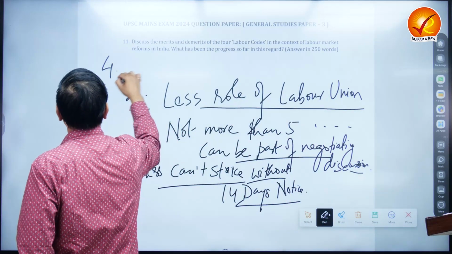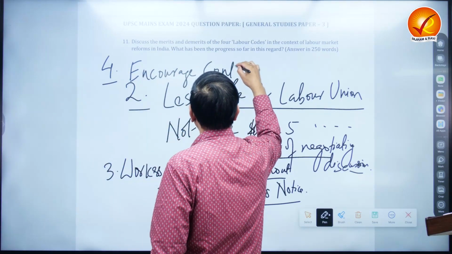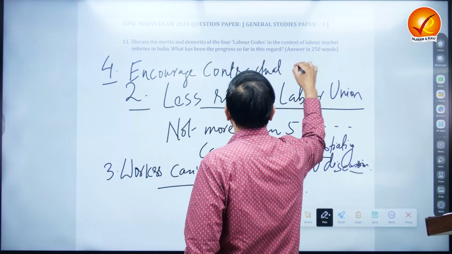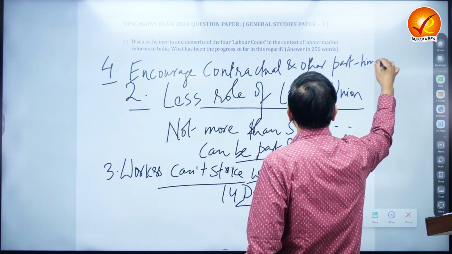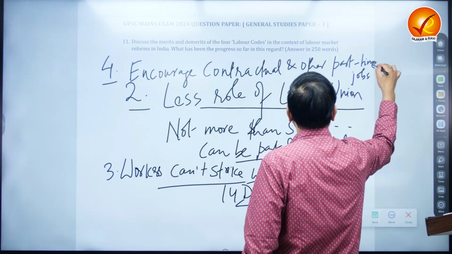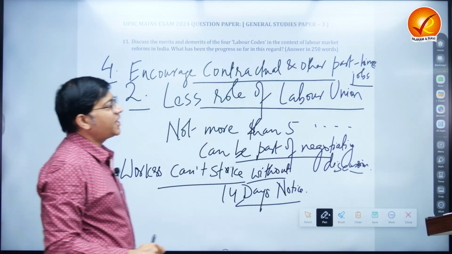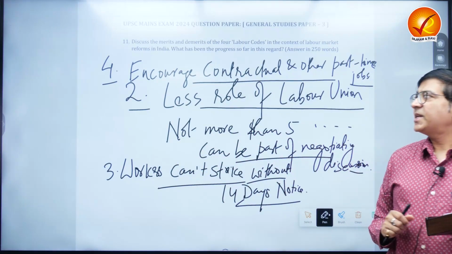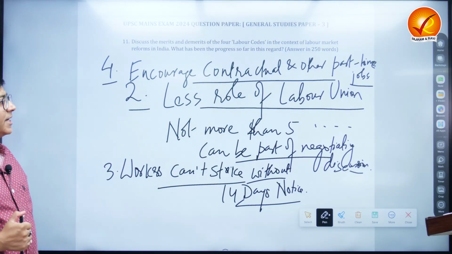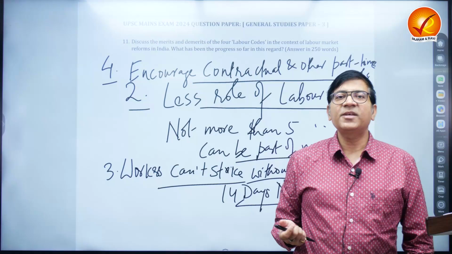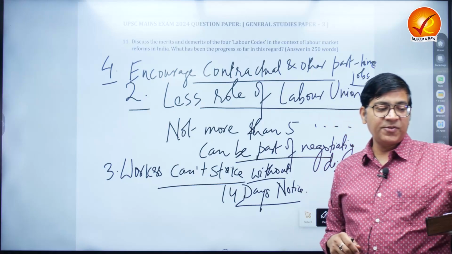Another demerit can be given as it encourages contractual labor, not just contractual, other part-time jobs. The labor codes are actively encouraging lesser permanent employment, more contractual, more part-time, etc., which can negatively impact the quality of employment in the country. Although, again, it is debatable whether all contractual employment is bad in quality, still that gives more authority in the hand of the employers to handle that.